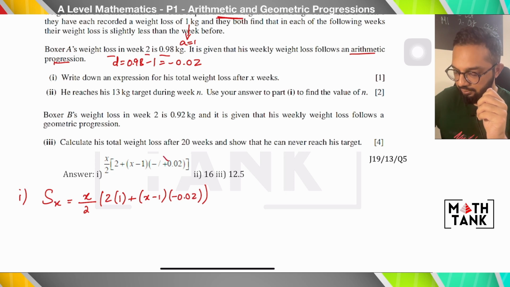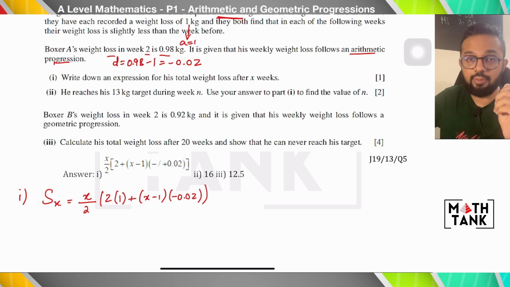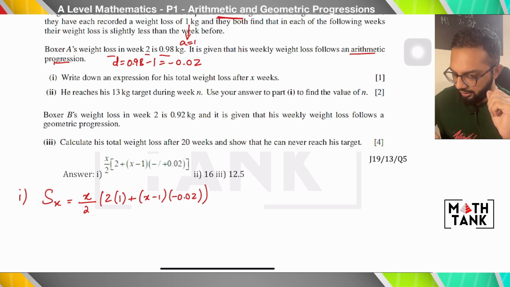Now, some people might question if there's a minus plus both. No, there isn't a minus plus both. There's just a negative sign. This is from the marking scheme. So the marking scheme will give you this one mark, even if you wrote the wrong common difference, which means if you wrote plus 0.02. So that's one thing that you need to be aware of. Okay, I will simplify it a little bit because I think I might need it in the next part.